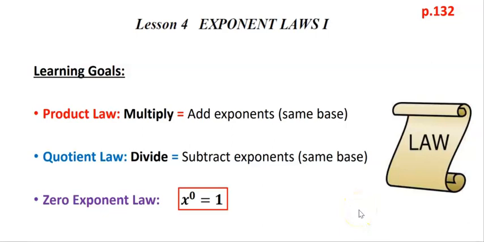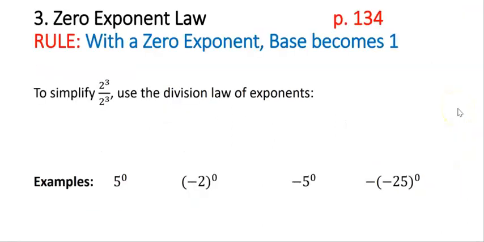Hi, in this video we're going to take a look at the third exponent law, which is the zero exponent law. This is probably the easiest exponent law. When you have a zero exponent, the base becomes 1. This sometimes happens when we simplify, we end up with a zero exponent.